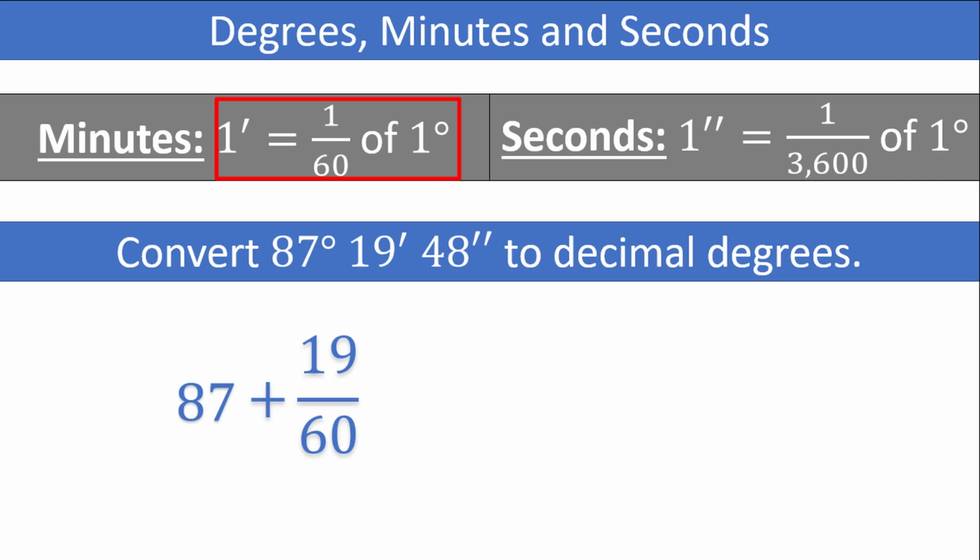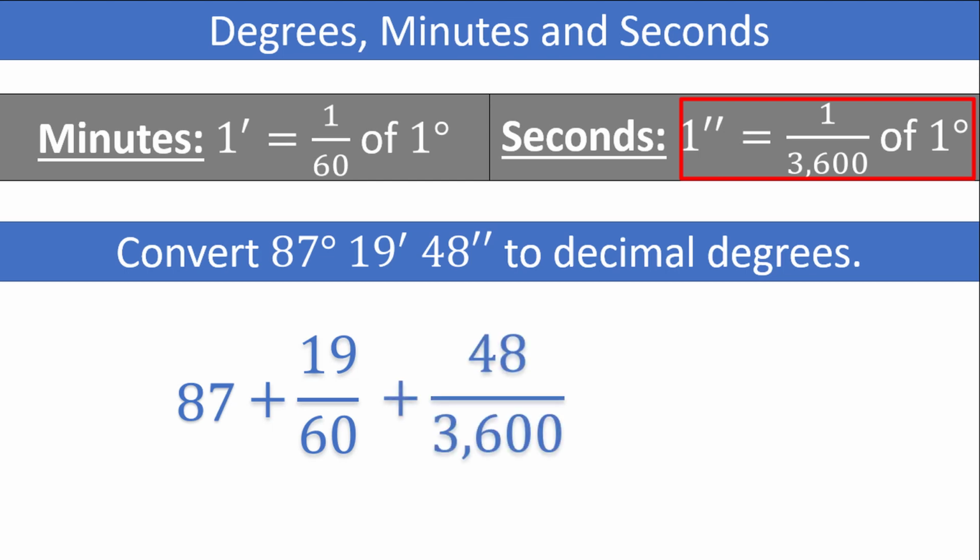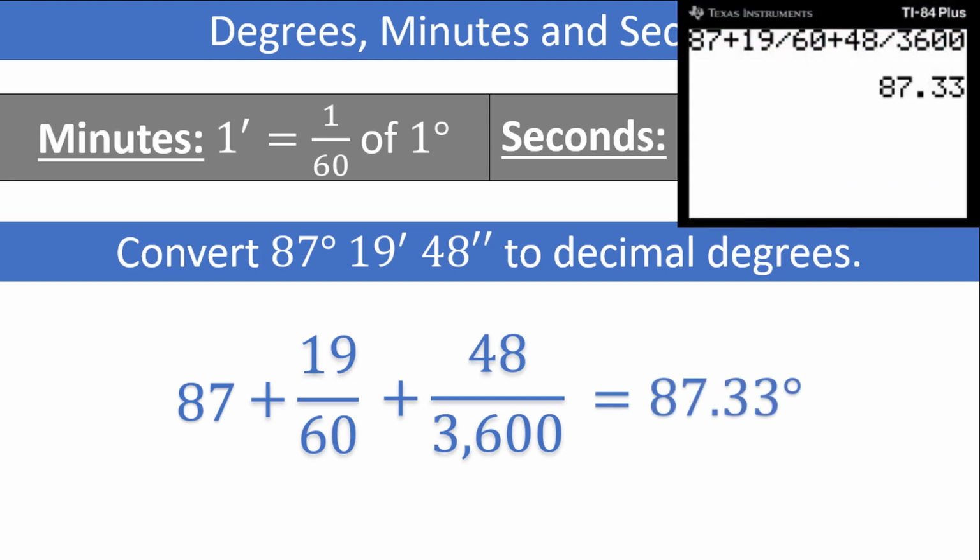As for the seconds, remember that each second is 1/3600th of a degree. But we don't have 1 second, we have 48 seconds. So we must add 48 over 3,600. If you type all of this into your calculator, you will get 87.33 degrees. So 87 degrees, 19 minutes, and 48 seconds, and 87.33 degrees are both referring to the exact same angle, just in slightly different ways.